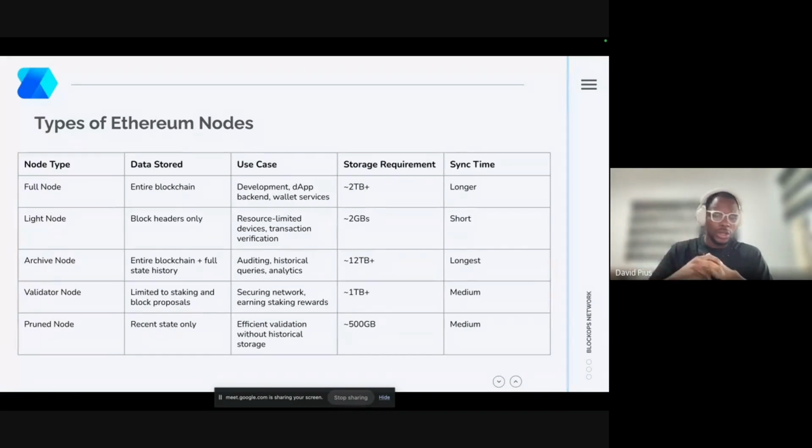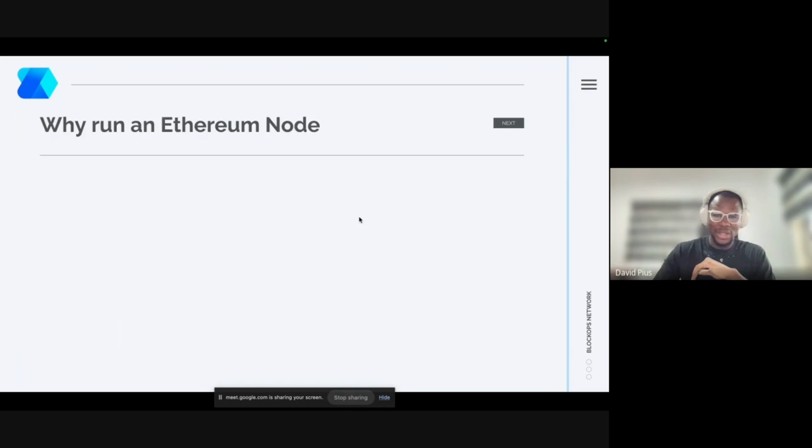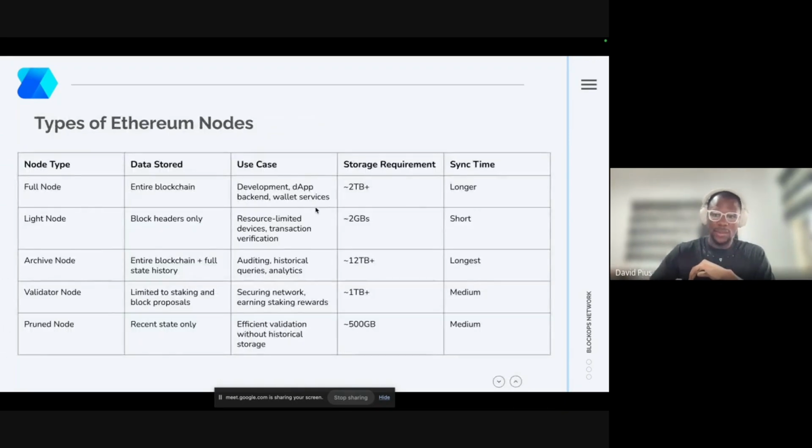For the full node, you need approximately 2 terabytes. Similarly for the light node, I think this should be approximately 2 terabytes here. Sorry. Yeah, approximately, right? For the archive node, you need approximately 12 terabytes, thereabout.